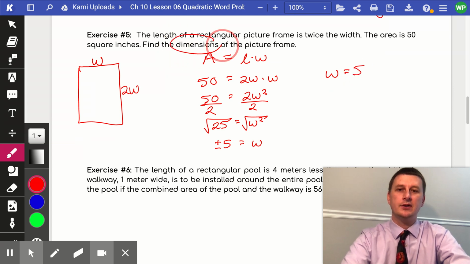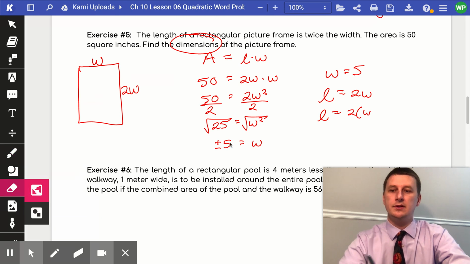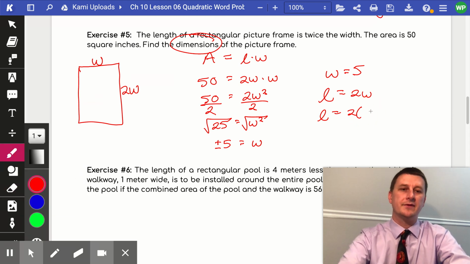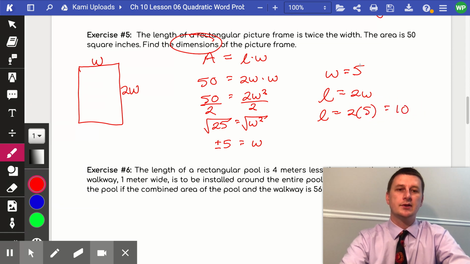It wants you to find both dimensions of this picture. So you also have to find your length, and your length was 2W, or your length was 2 times the width, which was 5. So 2 times 5, and that means your length would be 10 inches. So your width would be 5 inches, and your length would be 10 inches.